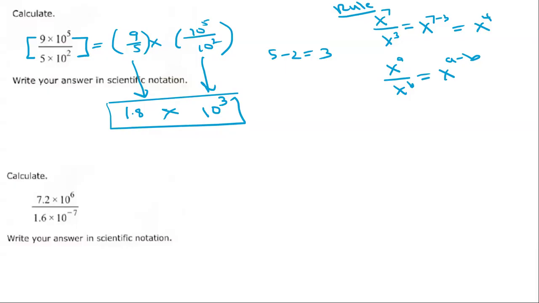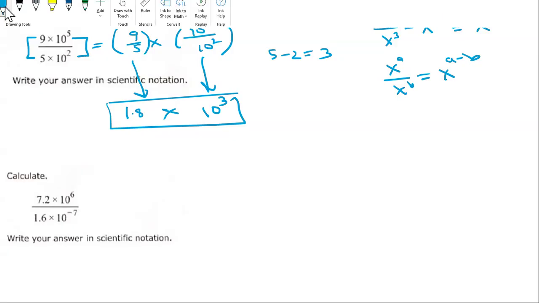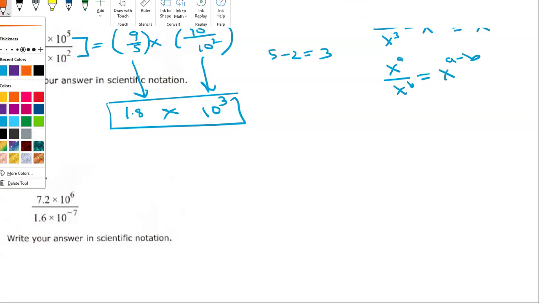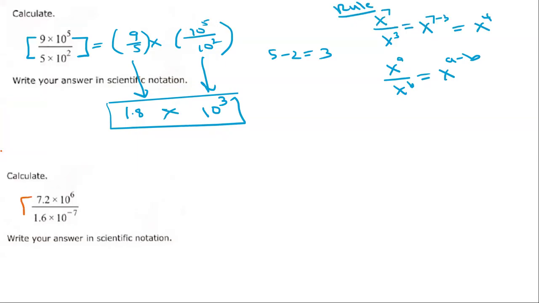Okay, so we're going to do exactly the same thing like we did before. We're going to match the ones with powers and then match the ones with no powers. So I'm going to match these guys and I'm going to match those guys. So this is going to be equal to 7.2 divided by 1.6 times 10 to the 6 divided by 10 to the negative 7 power. So 7.2 divided by 1.6, that's going to give us 4.5.